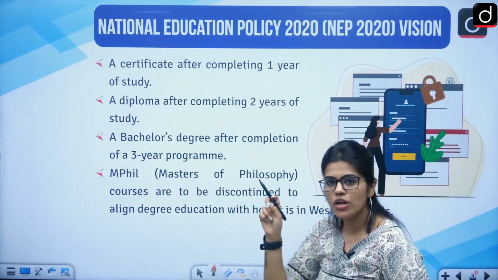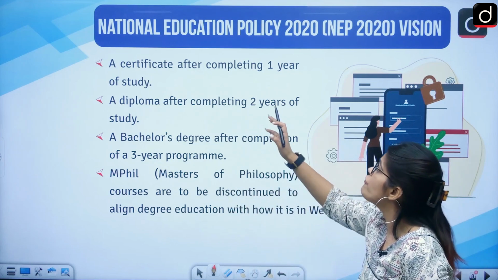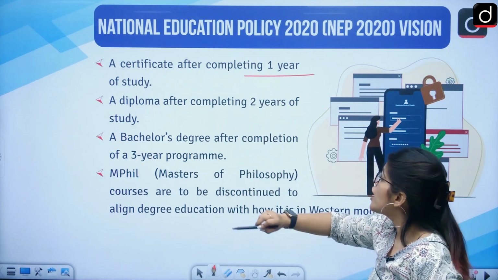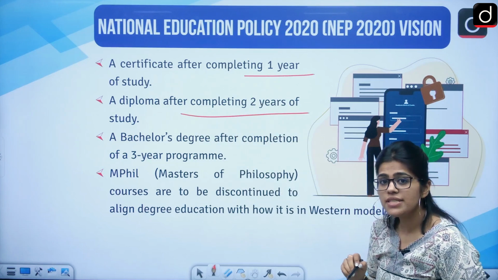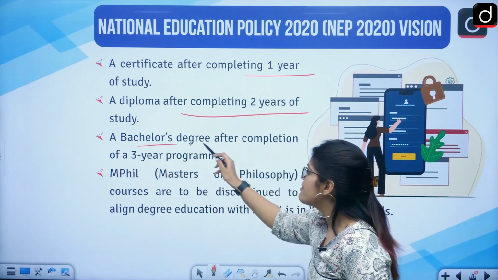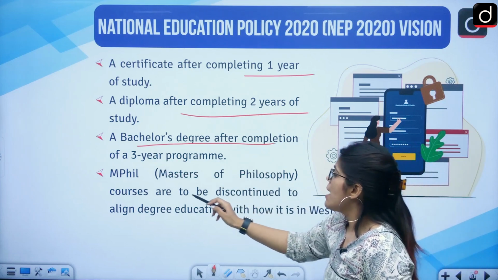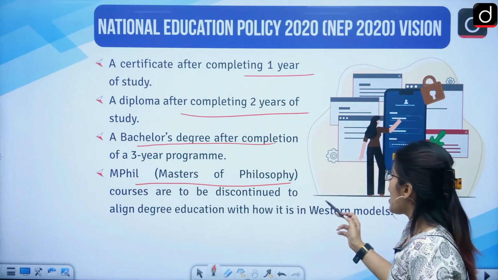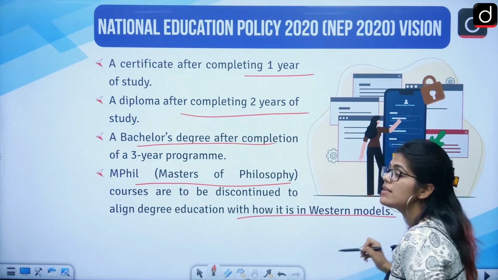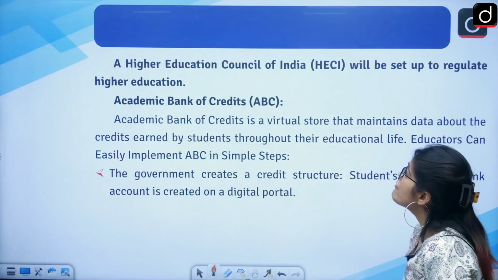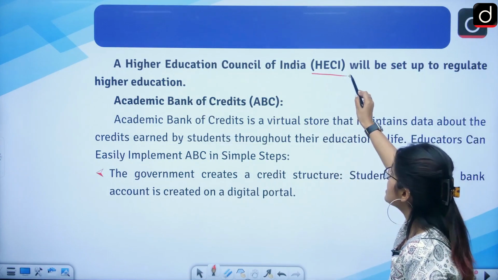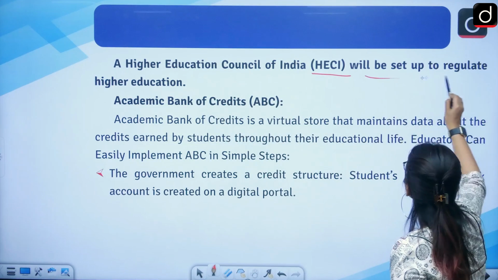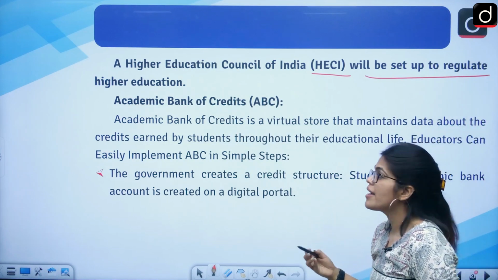If you leave the college after 1 year, a certificate of completion would be given when 1 year is completed. So a certificate is given. A diploma after completing 2 years of study. A bachelor's degree would be given when 3 years of education is done. MPhil, that is the Master of Philosophy, is a course that is now being discontinued, and now we are looking at and aligning ourselves with the Western models. We have also started with this concept of HECI, right? It is the Higher Education Commission of India that will set up the regulations about the higher education.